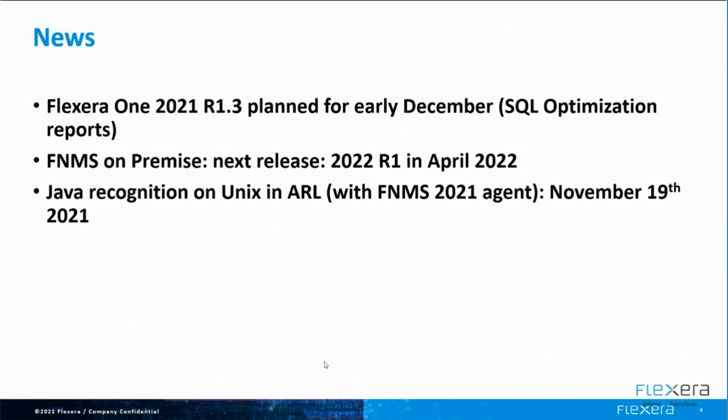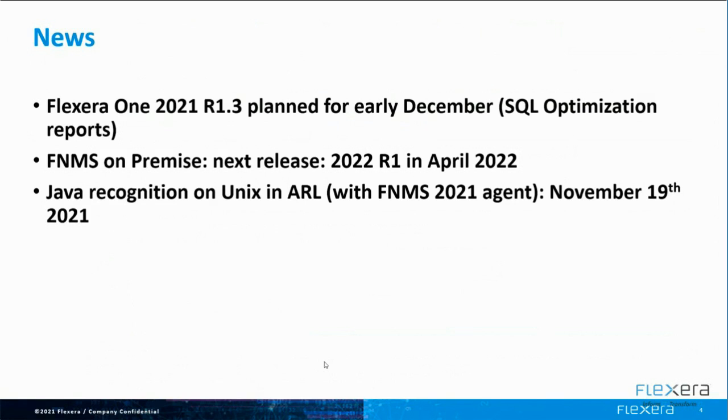For FNMS on-prem, you may have seen the announcements. The next release will be 2022 R1, which is in April. Still around these topics, which are how can I anticipate a feature, monitor the community and the knowledge base articles which have been released. But the next full on-prem version will come a little bit later than this year. It will come in April 2022.